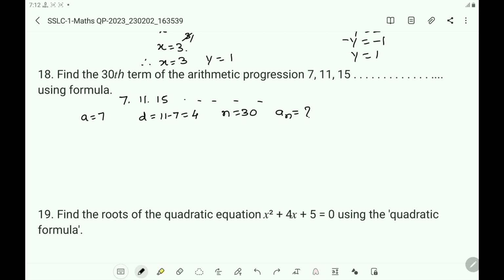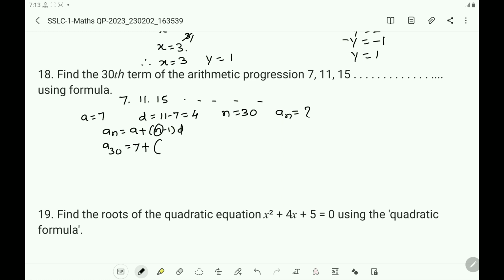Now you write the formula an equals a plus n minus 1 into d. Then which term we have to find out? 30th term. Here the question is by using the formula. So we have taken the formula. The suitable formula is an equals a plus n minus 1 into d. That is to find the nth term. nth term means here 30th term. Now in the place of n you write 30. a30 equals a. a is the first term. This is 7. a is 7 and you write plus.